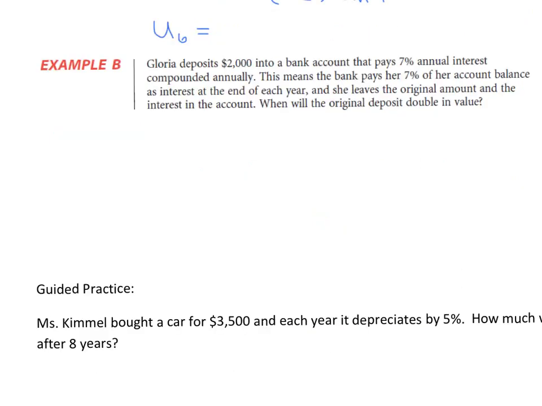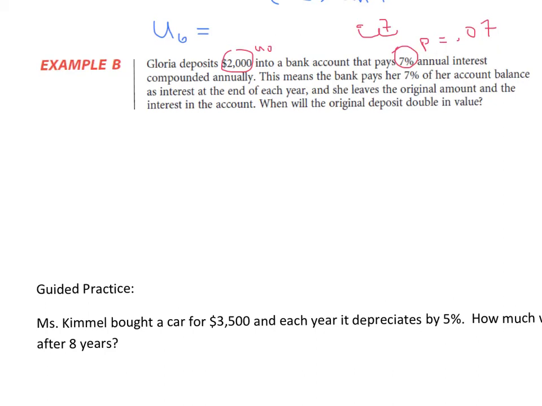Example B, we've got $2,000 in a bank account. So right away I know that's my u sub 0. And it pays 7% annual interest. So that's going to be my p-value. But as a decimal, remember to go from percent to decimal, we move over twice. So 7 moved over twice is 0.07. And we get paid at the end of each year. And since we are talking about a bank account gaining money, this is growth.